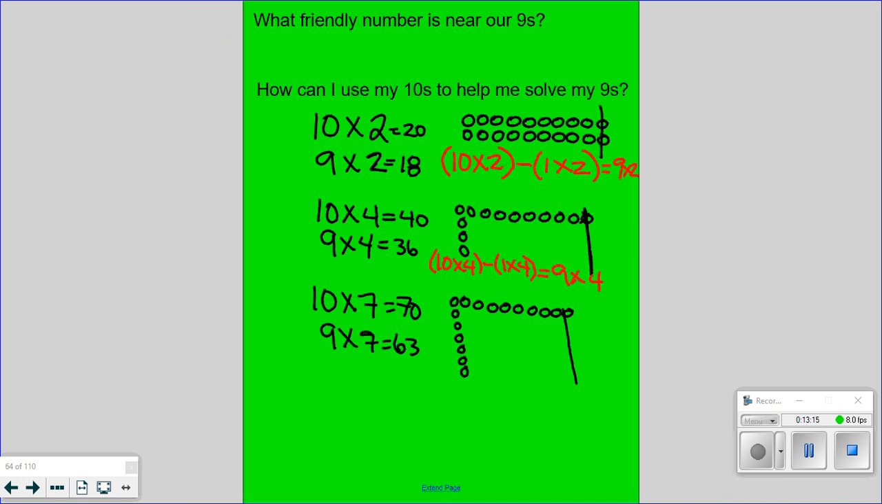Let's try it one more time with our 10 groups of 7. I'm starting with 10 groups of 7. Then what do I do? Zach? Minus, what am I subtracting, Zach? 1 group of 7, and what's that going to leave me with? Yeah, 9 groups of 7.